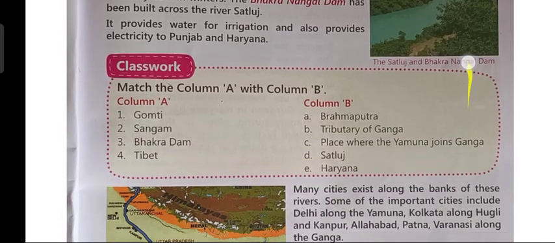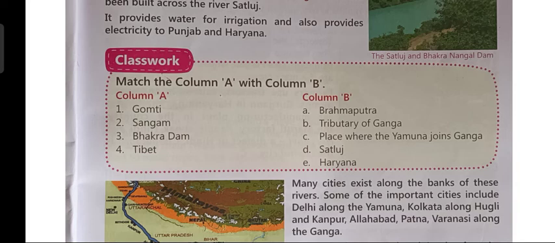Okay, so now children we will do this short exercise. Match the column A with column B. So firstly we have Gomti. So Gomti children is a tributary of Ganga. So Gomti will match with tributary of Ganga. Then children, Sangam is there. Sangam will match with place where Yamuna joins Ganga.